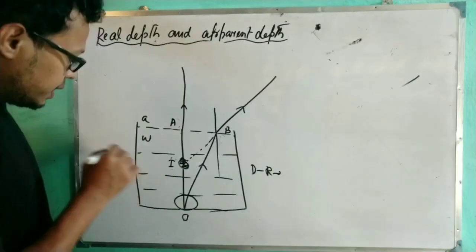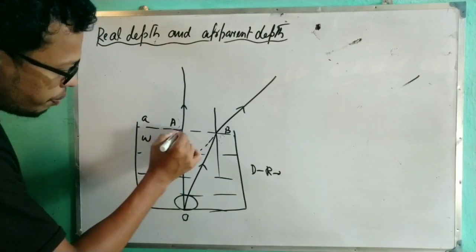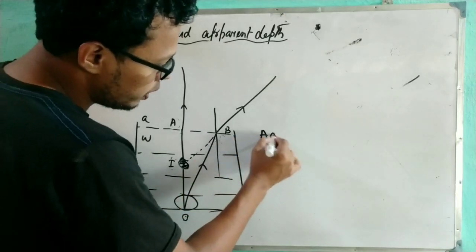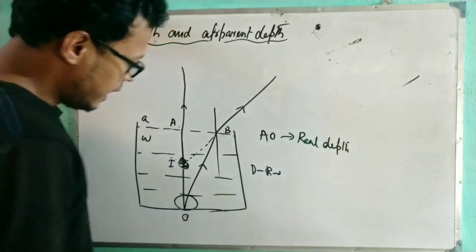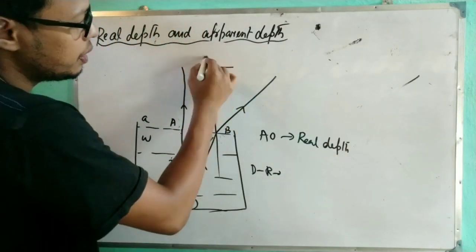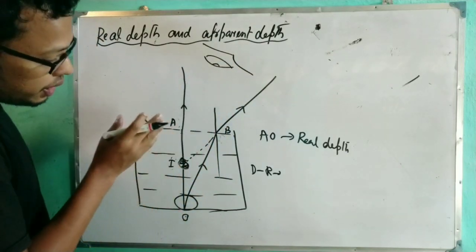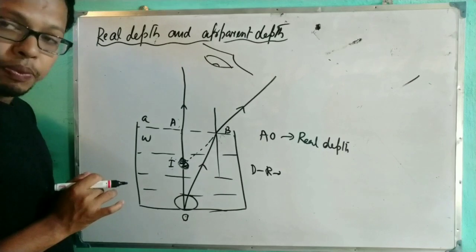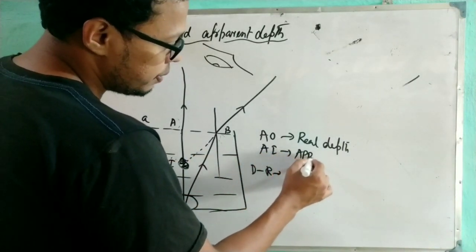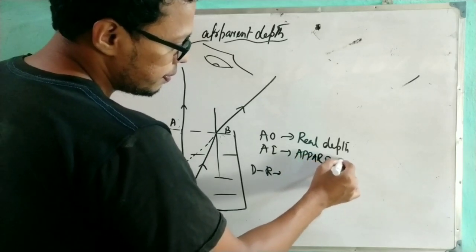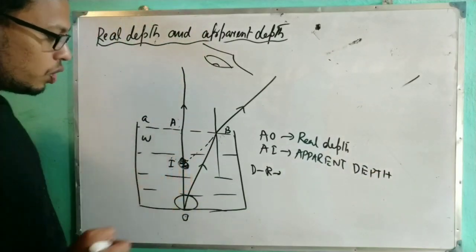Now, what we did? When it is viewed from this position, it appears to be coming from the point I. Okay, see. What was the actual position of the coin? This means from A to O. So AO we can write, this is called the real depth. And by the eye, it is appearing at this point, when it appears to be coming from this point. So this AI is called the apparent depth.